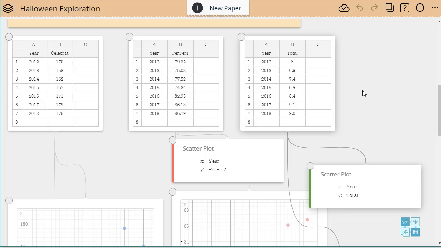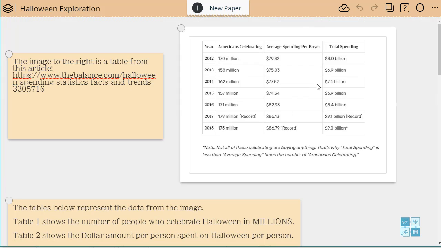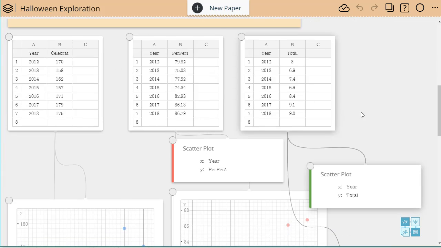So these are just different ways to think about how you could use data and things you find in articles to help you do some mathematical explorations and maybe use mathematics to model what's happening in the real world. That's all this is about, just an example.